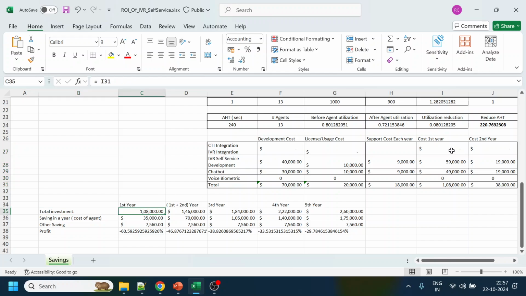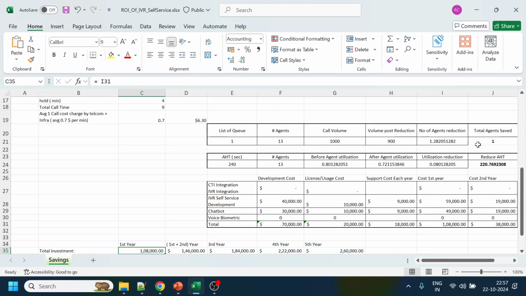So for the first year, the client is investing how much? It's around $108,000, right? Now, how much is the saving? From the very first year, it's saving one agent cost.